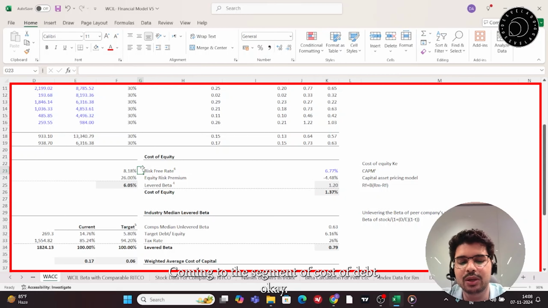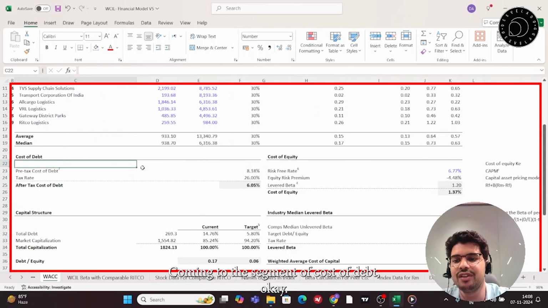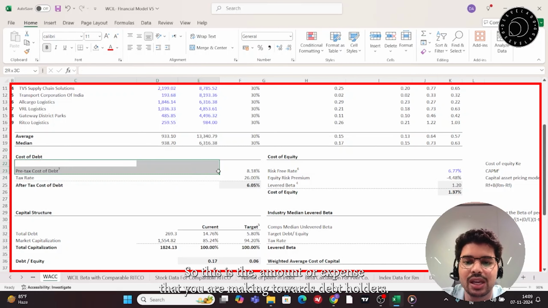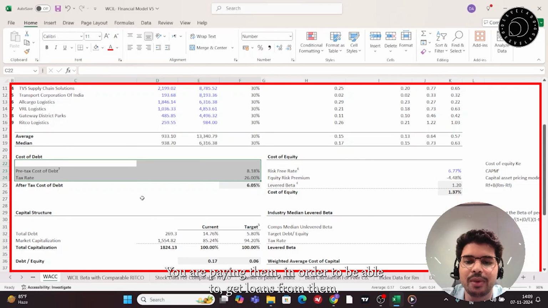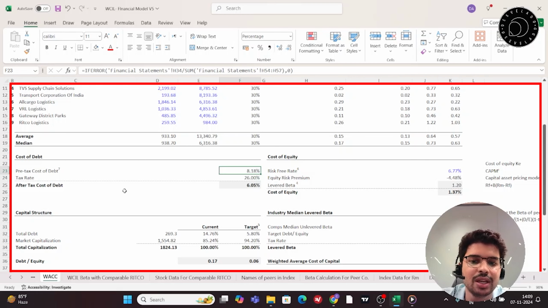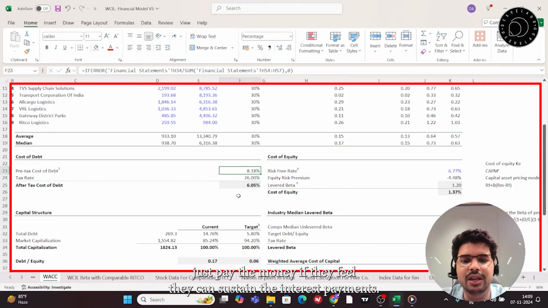Okay, coming to the segment of cost of debt. This is the amount or expense that you're making towards debt holders. You are paying them in order to be able to get loans from them. So companies, of course, take on debt so that they don't have to dilute their ownership and instead just pay the money if they feel they can sustain the interest payments.